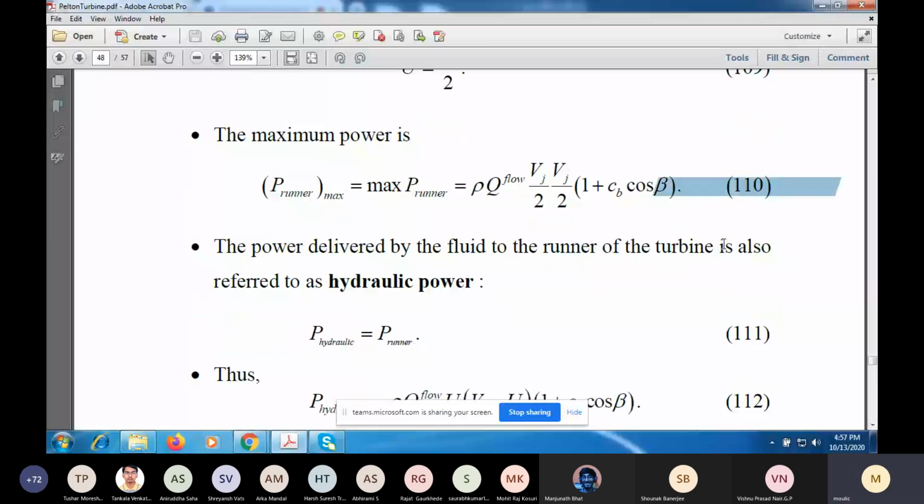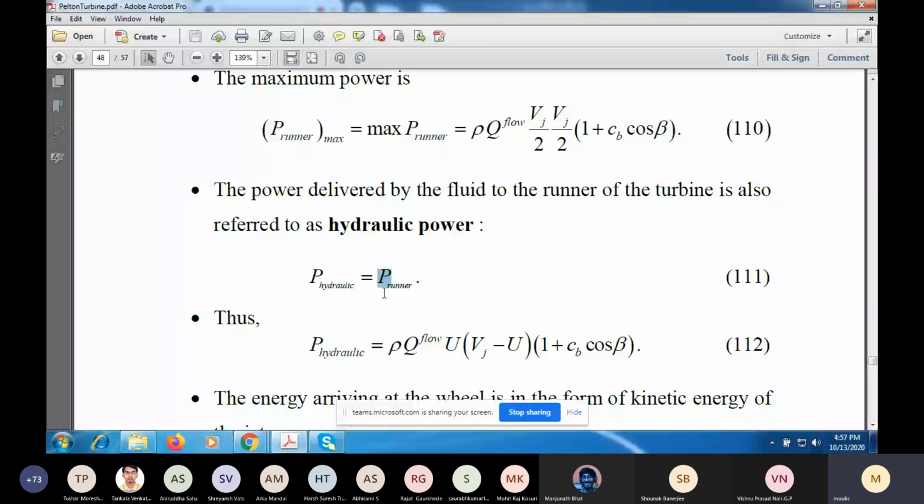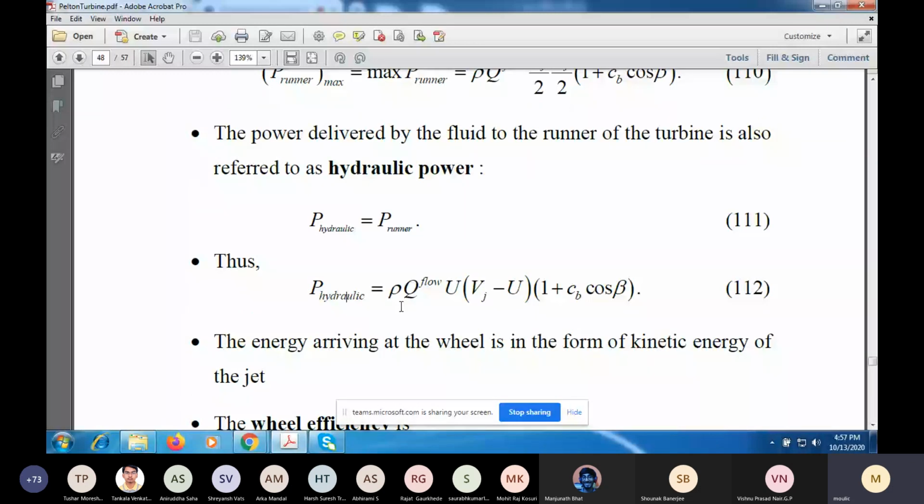Okay. Now let me introduce another term which is called hydraulic power. This is the power delivered by the fluid, which is of course water, to the runner. So P hydraulic and P runner, they mean the same quantity. Hydraulic power is given by the same expression, rho times Q flow, which is the mass flow rate of the water coming out of the nozzle, into this quadratic function of u, u times Vj minus u, into 1 plus cos beta. And if you want to account empirically for the viscous forces, then it is 1 plus Cv times cos beta.